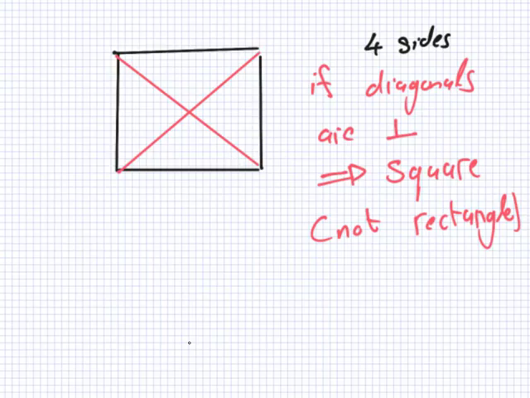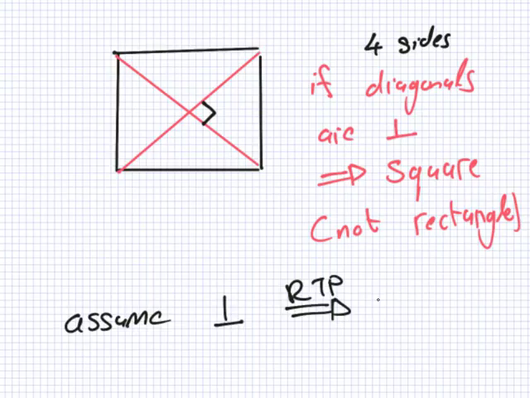So, what I want you to try and prove is if you have four sides and if the diagonals are perpendicular, then it must be a square and not a rectangle. You can start by assuming the diagonals are perpendicular. And then you are required to prove that it's a square. If the question asks you this, you can only go the one way.